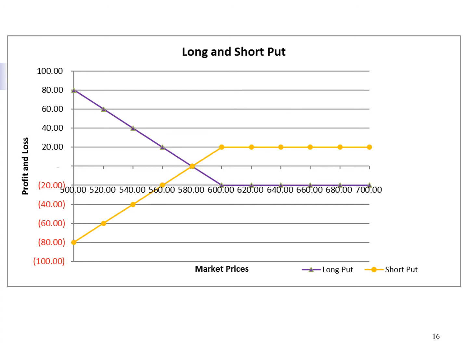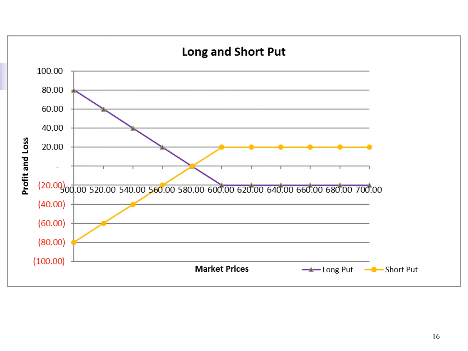The put buyer is in a loss position unless the market price falls to $580, which is the strike price of $600 minus the put premium of $20. The put buyer's break-even point is reached when the market price of the underlying asset falls to a level equal to the strike price minus the put premium paid.